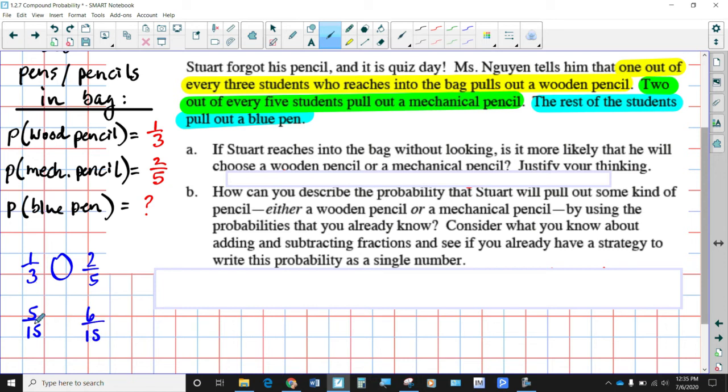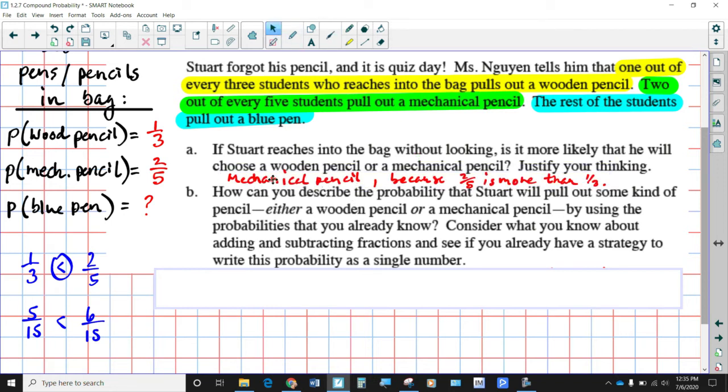So 1/3 is equivalent to 5/15, and 2/5 is equivalent to 6/15. So that makes 1/3 less than 2/5, because 5/15 is less than 6/15. So our answer would be the mechanical pencil has the higher likelihood because 2/5 is more than 1/3.